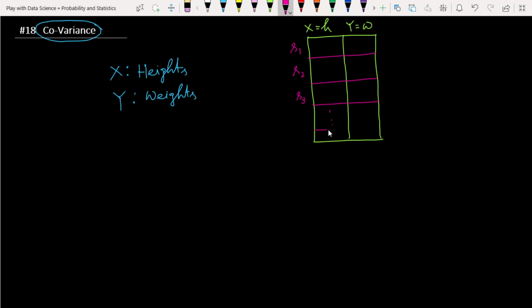Suppose we have found n observed values for n students. Its value is x1 and the corresponding value is y1. Then x2, the corresponding weight is y2, x3 with corresponding weight y3, up to xn with corresponding value yn. Means we have computed the height and weight for each student respectively.